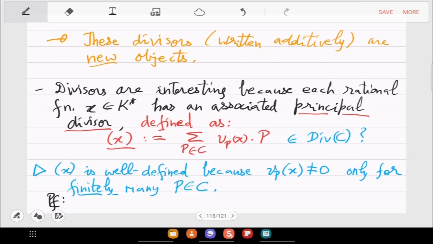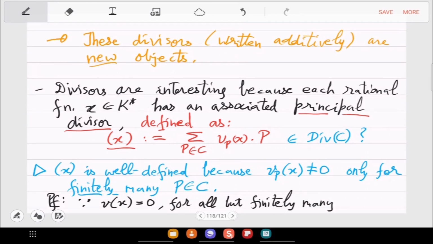So just note that valuation of x is 0 for all but finitely many valuations.